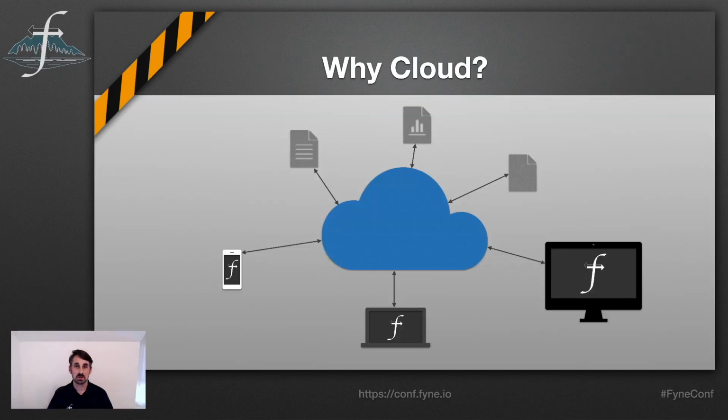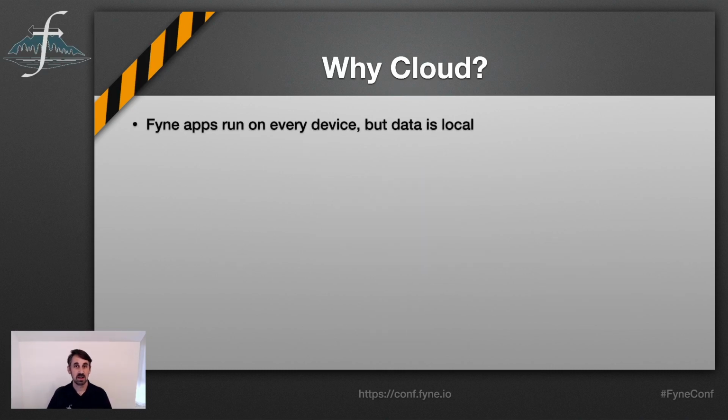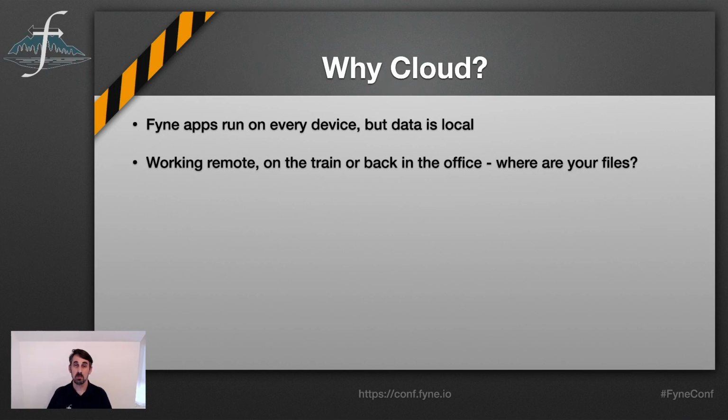But with that, why would we want to be looking at cloud? Well, as the diagram illustrates here, it's about having all of your files available to all of your computers. Fyne is already available to be deployed on all of those devices, so it makes sense that we would want to make the files as easily available. Like I said, the applications run everywhere, but the data is currently local to the device that you're running on. At the moment, people are working remotely. They might be at home, on the train, or back in the office. Where are your files going to be?